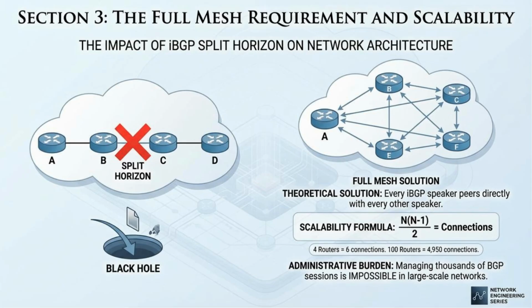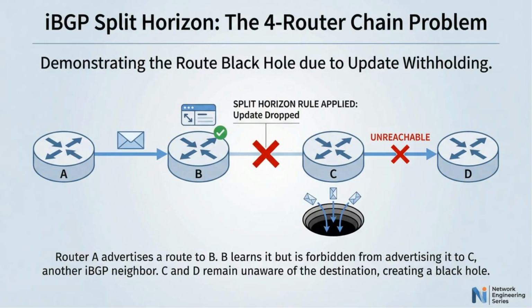A tells B. B knows the route. But because of split horizon, B cannot tell C, and C definitely can't tell D. The result? You have a black hole in your network. Traffic enters, hits a router that doesn't have the route, and is dropped.